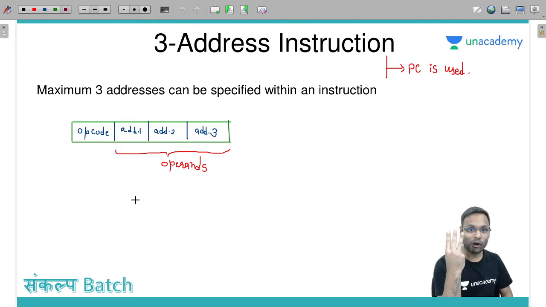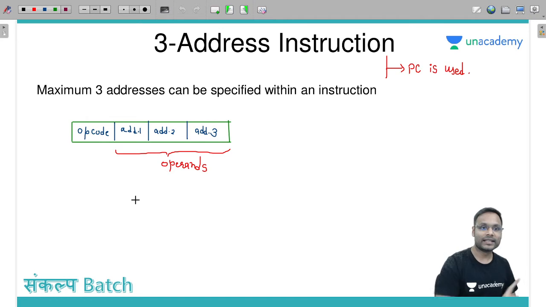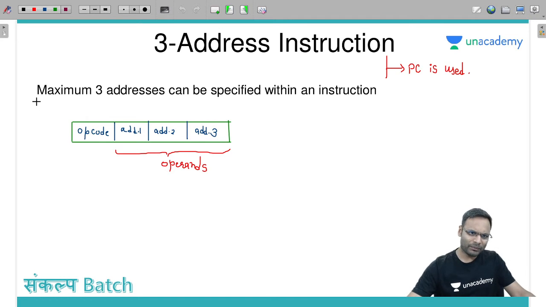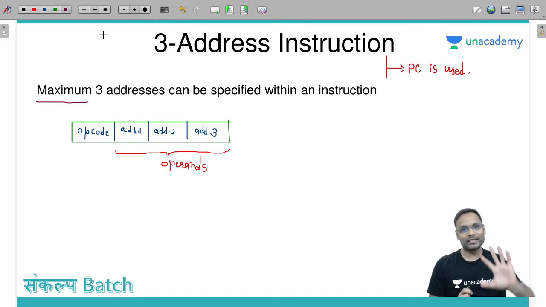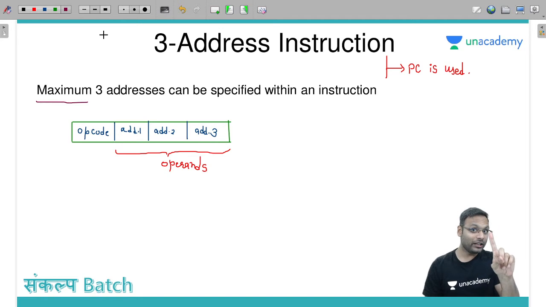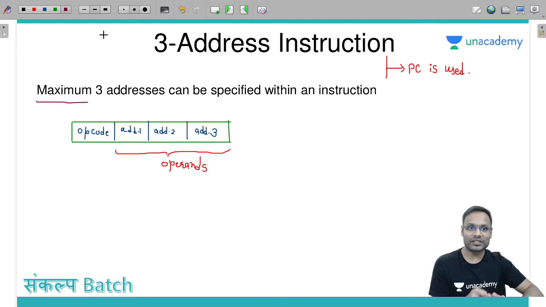And how many operands can you specify in an instruction at most? 3. So a maximum of 3 operands you can specify within a single instruction. मतलब maximum लिखा है मतलब what? Can we specify only 2 operands and will that work? Yes. Can we specify only one operand and will that work? Yes.